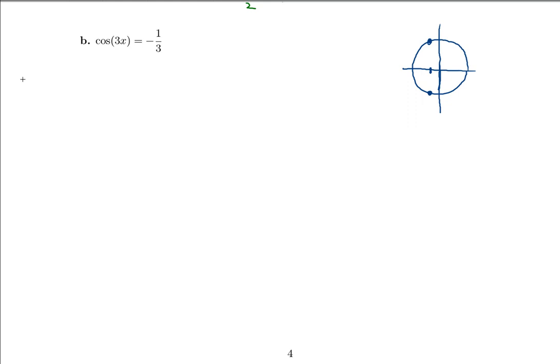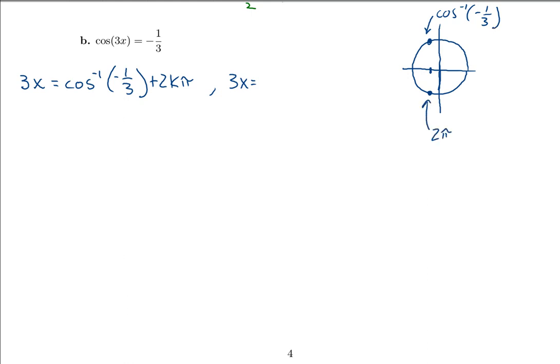So this is going to be 3x must equal the inverse cosine of negative 1/3 plus 2k pi. And this is definitely that one because it's between 0 and pi, which is the range of values that the inverse cosine spits out. The other one can be found by taking 2 pi minus that, so 2 pi minus the cosine inverse of negative 1/3 plus 2k pi.